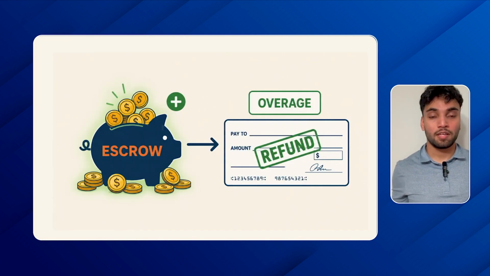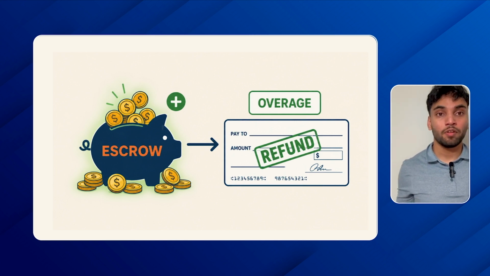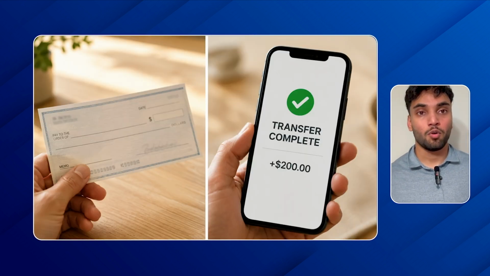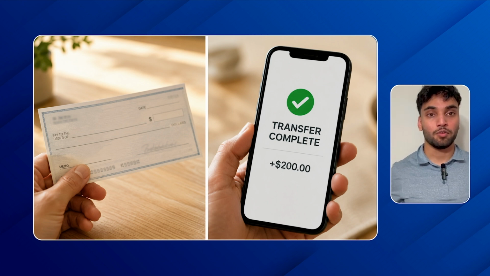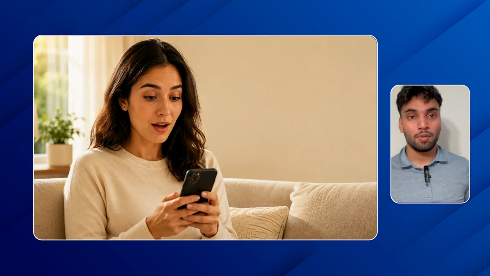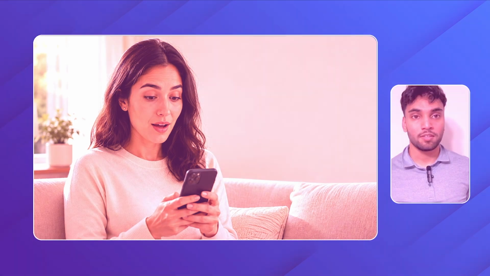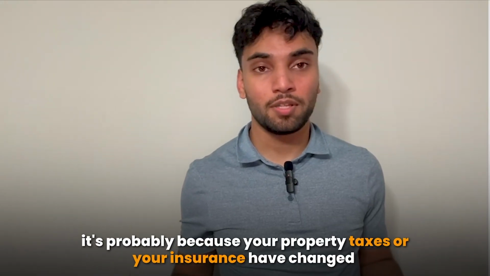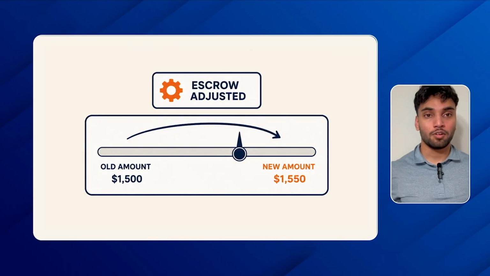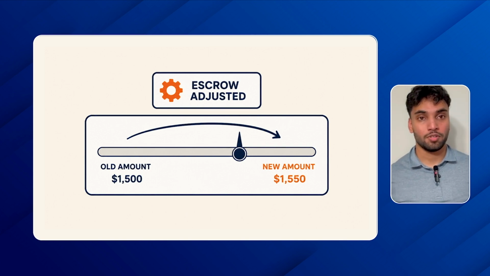On the flip side, if they notice that you have an overage or you have too much money in your escrow account, they will refund that money to you in the form of a check or direct bank transfer, depending on how you set it up with that lender. So if you see your monthly payments changing and you haven't refinanced, it is probably because your property taxes or your insurance have changed and your lender has adjusted the amount that you pay into escrow each month in order to cover for that.